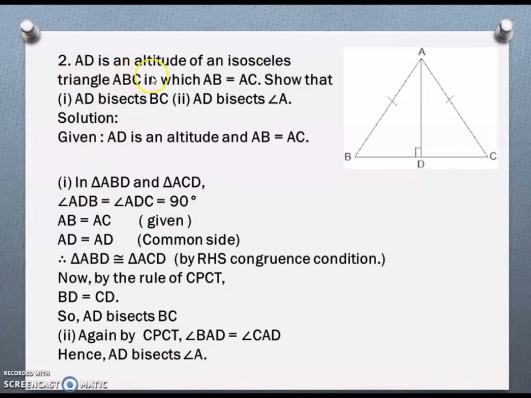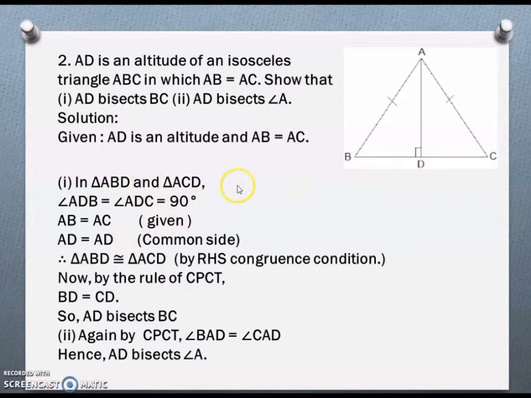Now second question, AD is an altitude of an isosceles triangle ABC. Altitude means AD is forming a 90-degree angle with the opposite side. AD is perpendicular. That is the meaning of altitude. So AD is the altitude of isosceles triangle ABC in which AB and AC are equal. Show that AD bisects BC and AD also bisects angle A.